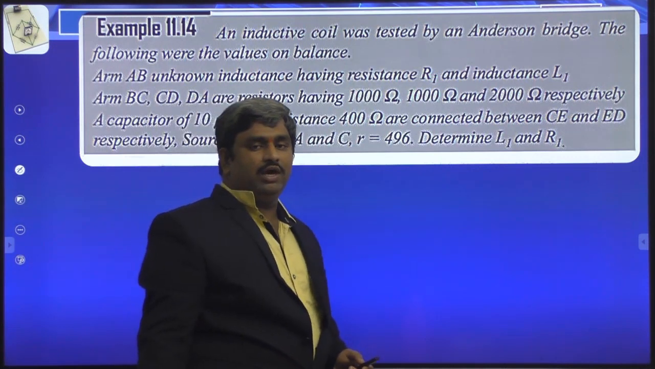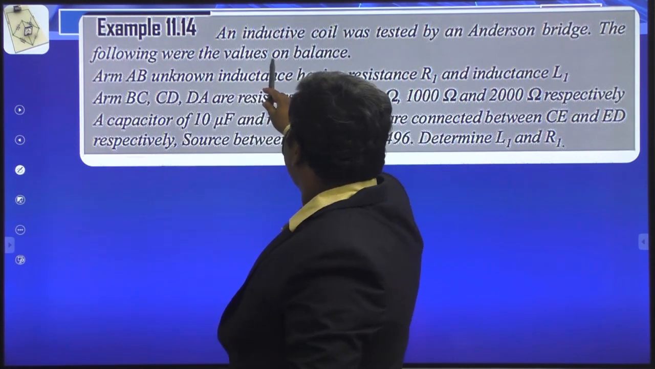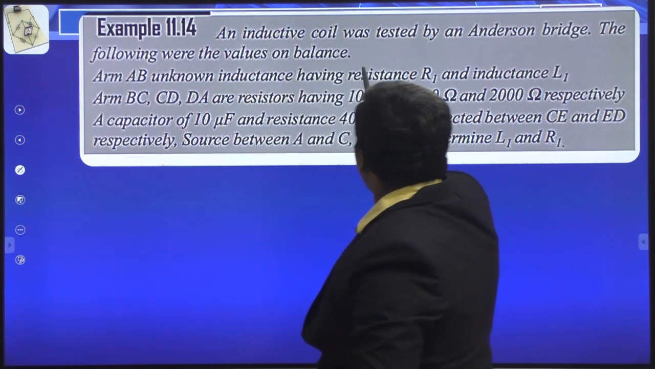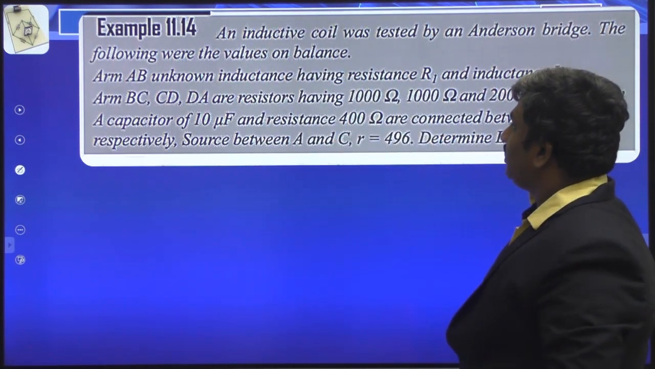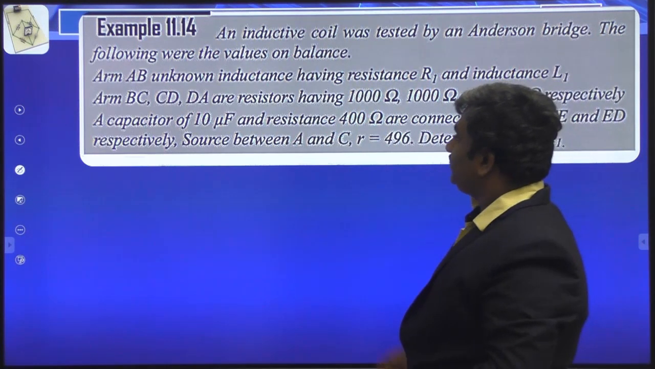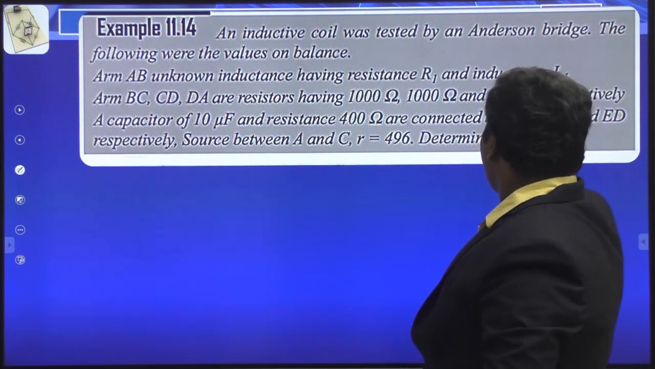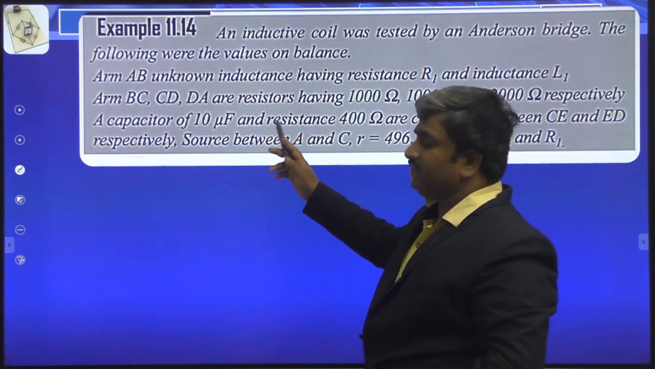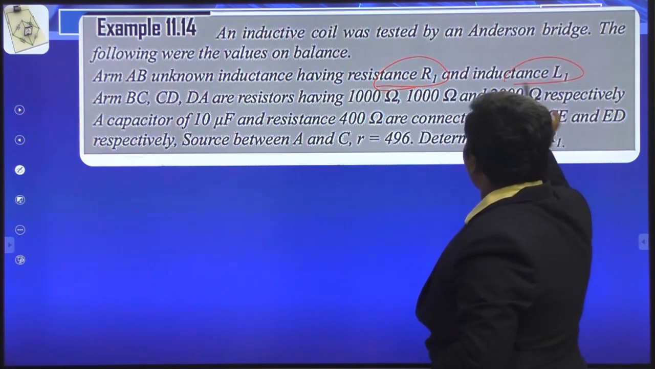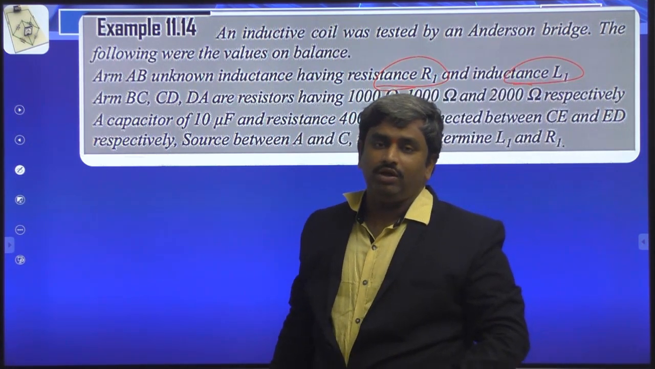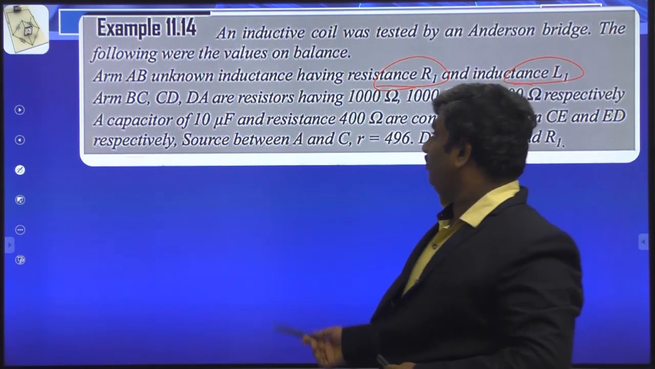Alright. So here we have a problem on the Anderson's bridge. So see here this example. An inductive coil was tested by an Anderson's bridge. The following values are balanced. Here we have the arms. Arm AB, unknown inductance having resistance R1 and inductance L1. That is unknown. They have given resistance and inductance values R1, L1. That means we have to measure the R1 and L1 values. We have the R1 formula and L1 formula.